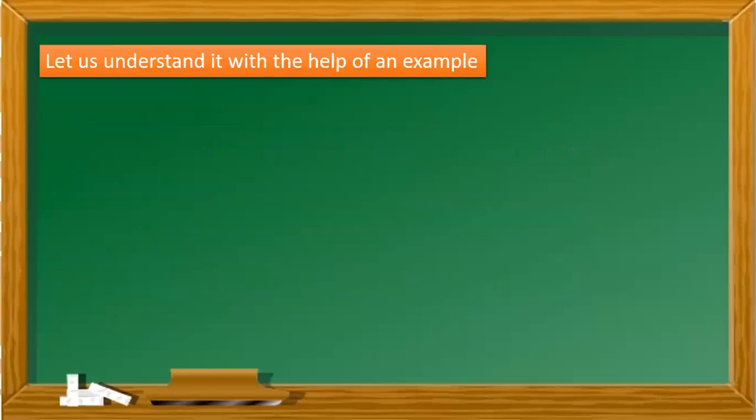Let us understand it better with the help of an example. Let us find the roots of 2x square minus 5x plus 3 equal to 0 with the help of completing the square method.